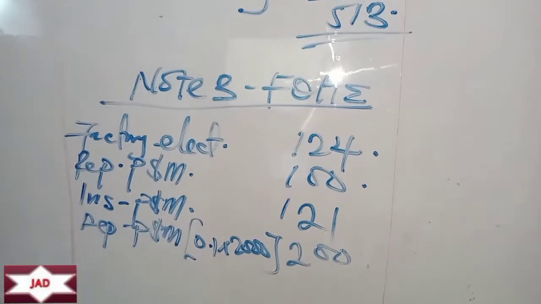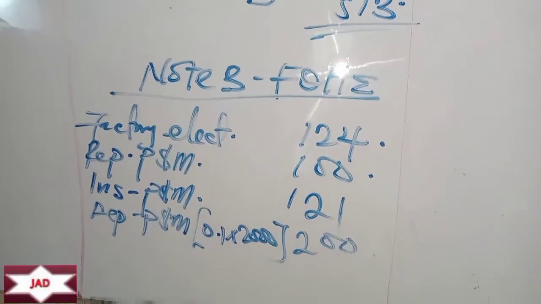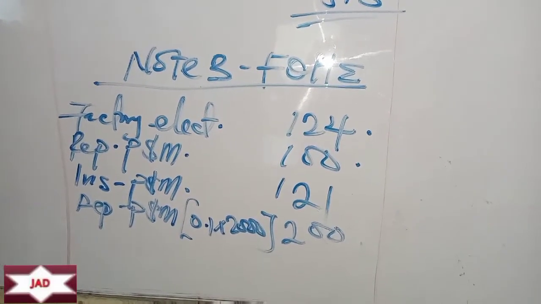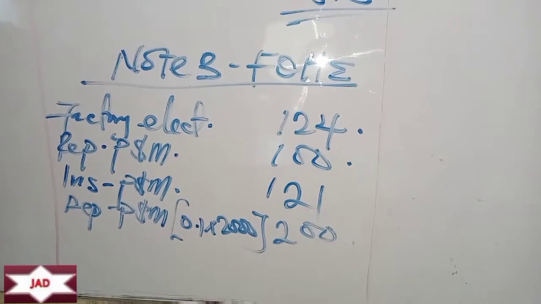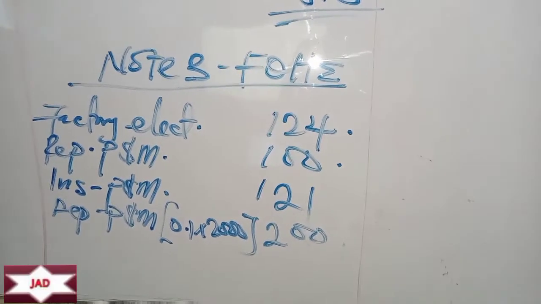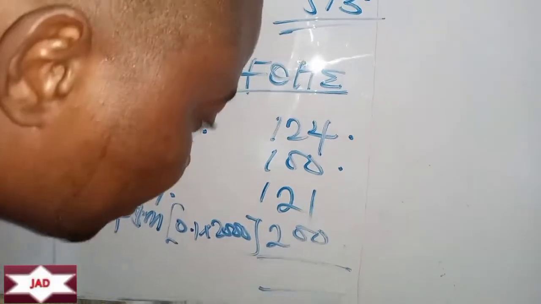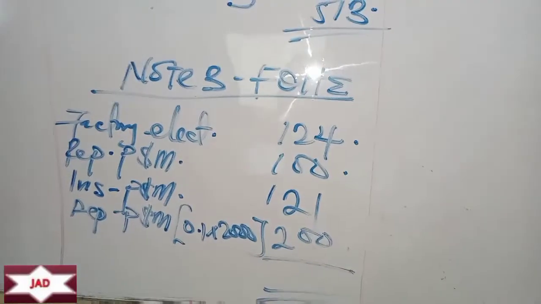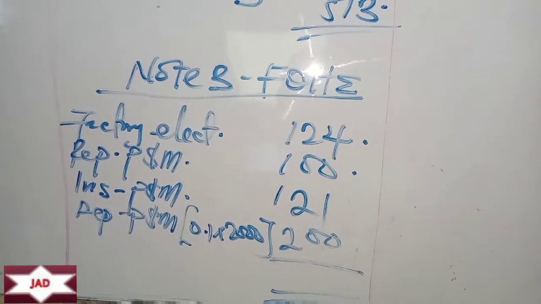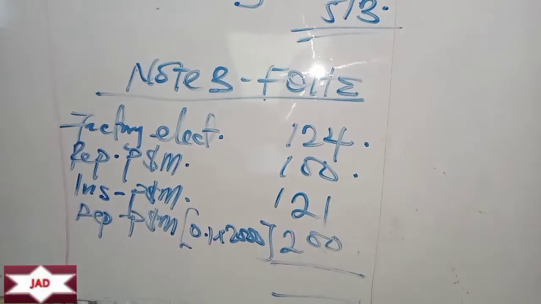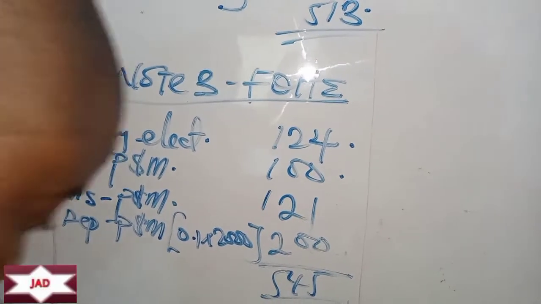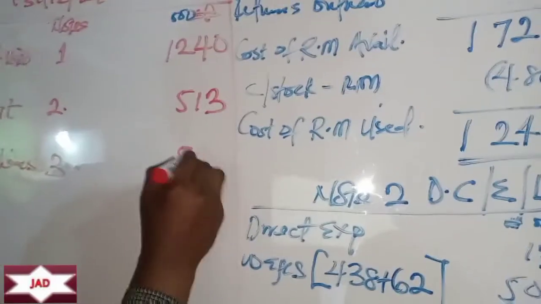Okay, so what else? Then I think we are yet to touch anything else regarding factory. We have to check the question to be sure of what we're doing. So we've basically treated all the factory expense requirements. Let's add up: 124 plus 100 plus 121 plus 200. So I can see 545. Your factory overhead here is 545.